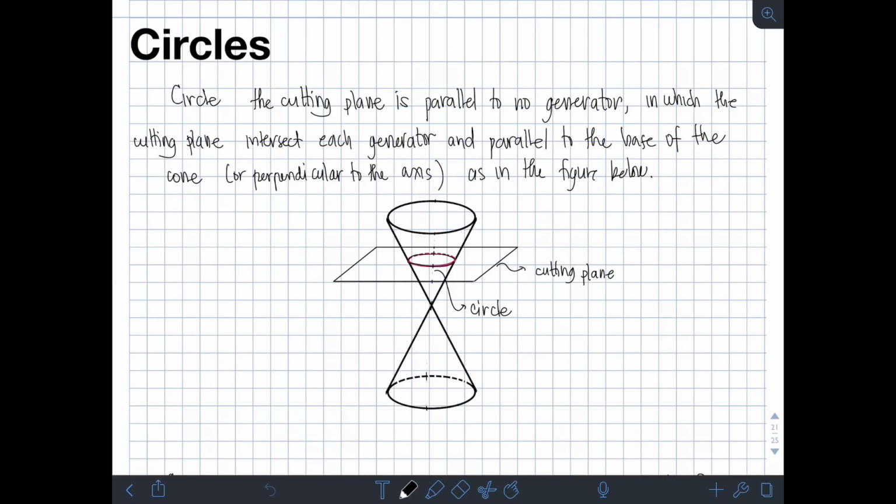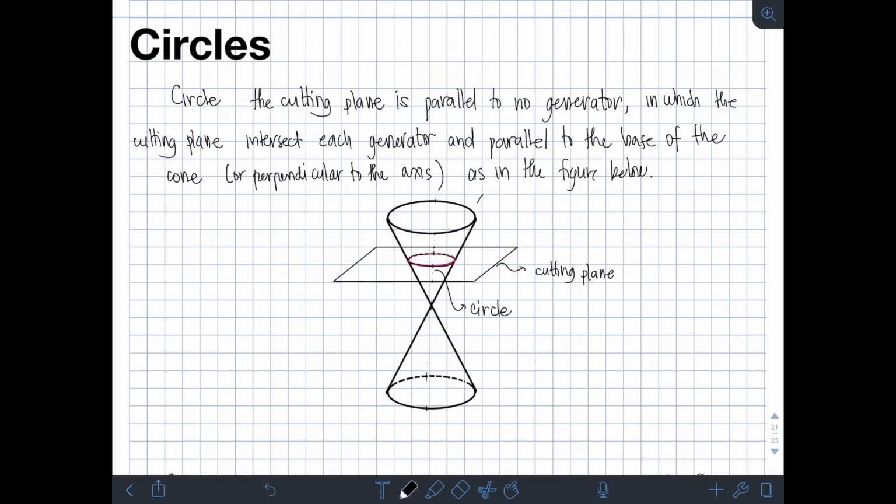So, medyo familiar naman na tayo sa circles, right? So, paano ba tayo nagkakaroon ng circle as the conic section? So, sabi, yung circle daw, the cutting plane is parallel to no generator in which the cutting plane intersects its generator and parallel to the base of the cone or perpendicular to the axis as in the figure below.